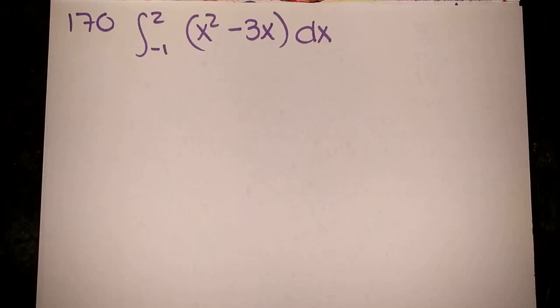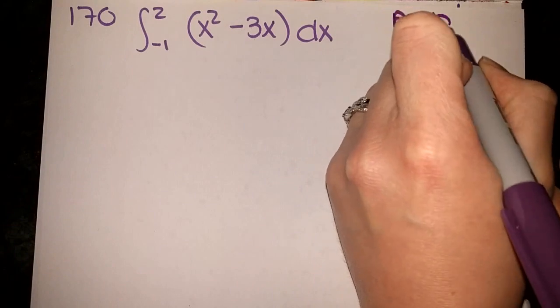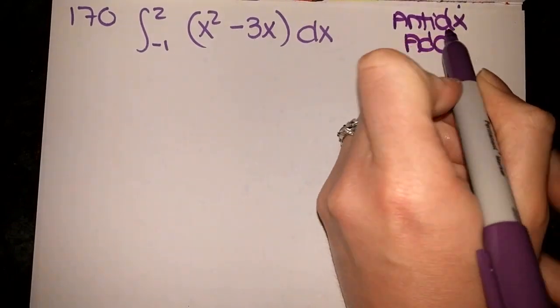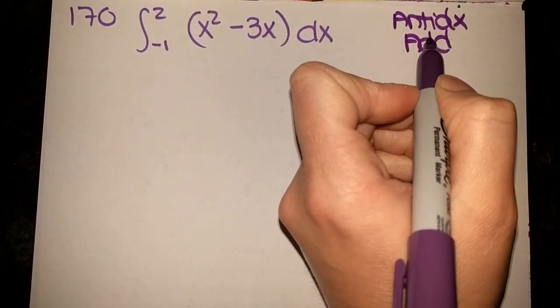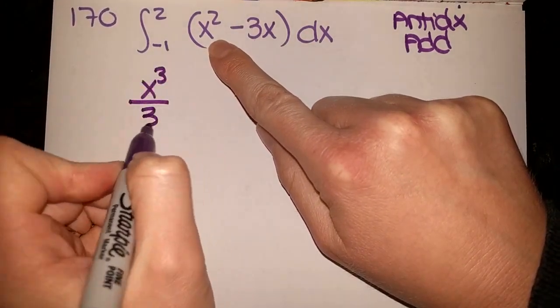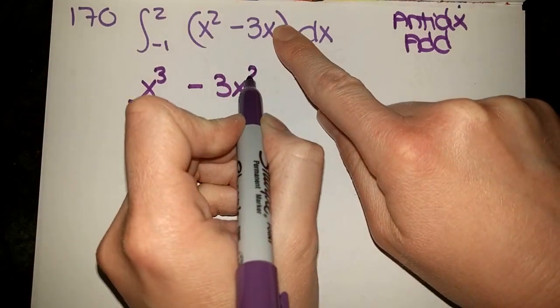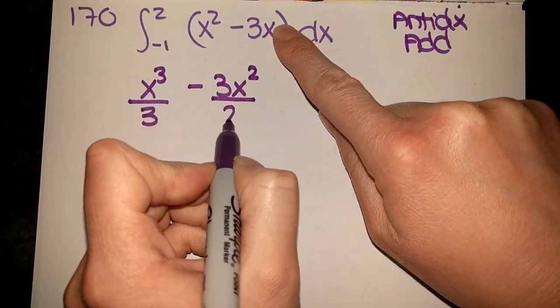All right, so we are first going to integrate using our integral rules. So remember, with antiderivatives, integrals, you add stuff. So you add 1 to the exponent, divide by the new exponent. So this will become x squared is going to be x to the third over 3 minus 3x to the first. So we add 1 to the exponent to get 2 over 2.